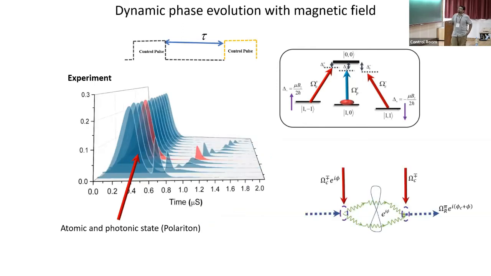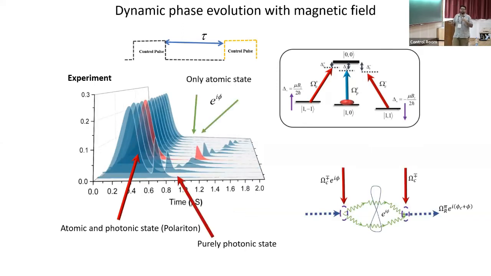So in the presence of a magnetic field, we are giving a magnetic field along the quantization direction of our experimental setup. As a result, there will be a Zeeman shift between this spin-1 manifold, and during the storage time there will be accumulation of dynamic phase in the system. That dynamic phase we are calling phi. So when we retrieve this signal, we see that along with this decoherence decay, there is a sinusoidal oscillation. This is due to the interference between these two polaritons.